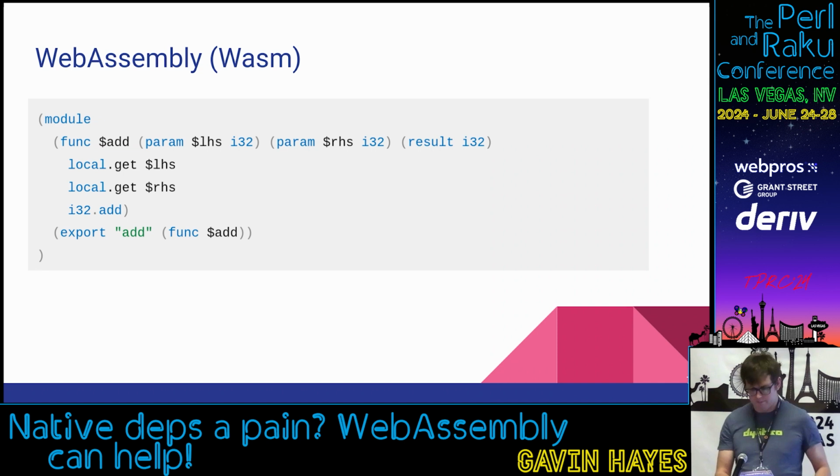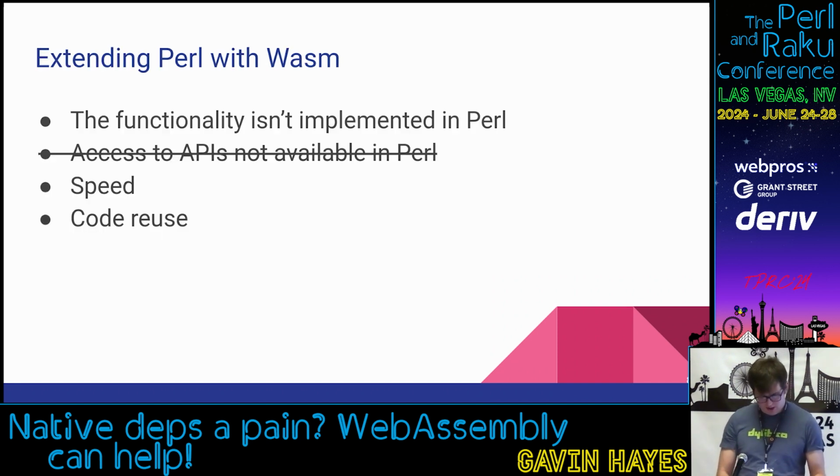WebAssembly, or Wasm, is a portable bytecode that's supported almost anywhere. Many programming languages can be compiled to Wasm. Despite the name, it doesn't assume a web environment, so it's fit to run on the server and on the desktop too. Let's take a look back at the list of reasons to extend Perl and see what can be achieved with Wasm. Almost all of them.